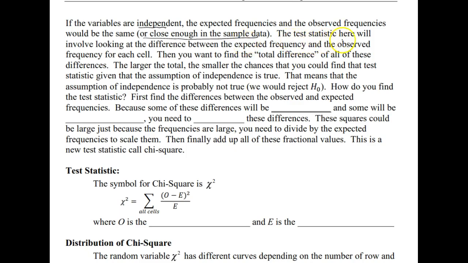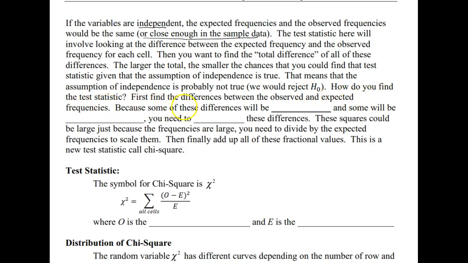So the test statistic here will involve looking at the difference between the expected frequency and the observed frequency for each cell. And then we want to find some way to find the total of all of those differences. The larger the total, the smaller the chances that you could find that test statistic given the assumption of independence is true, which means in that case the assumption of independence is probably not true, and so we would reject H0. So how do we find this new test statistic?